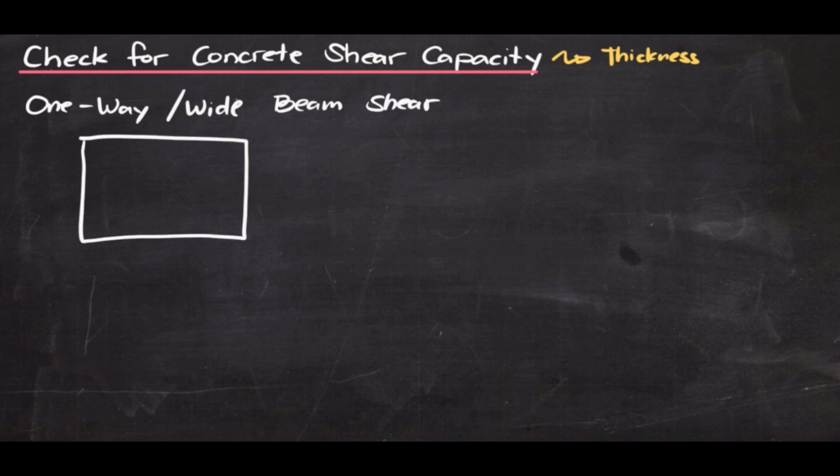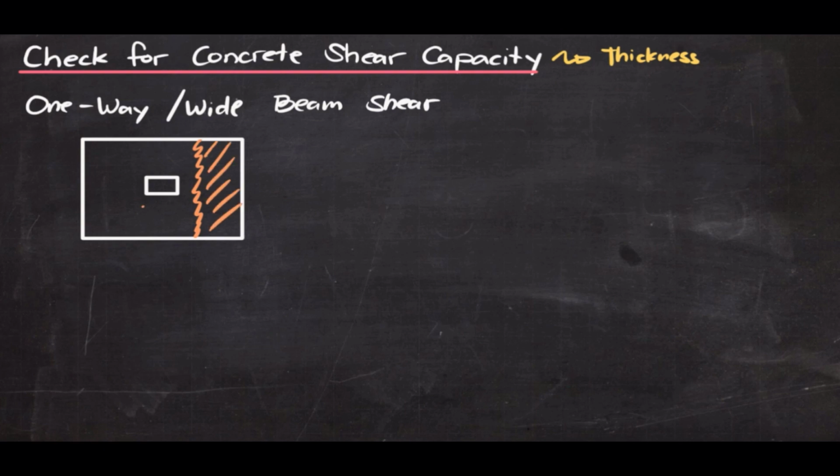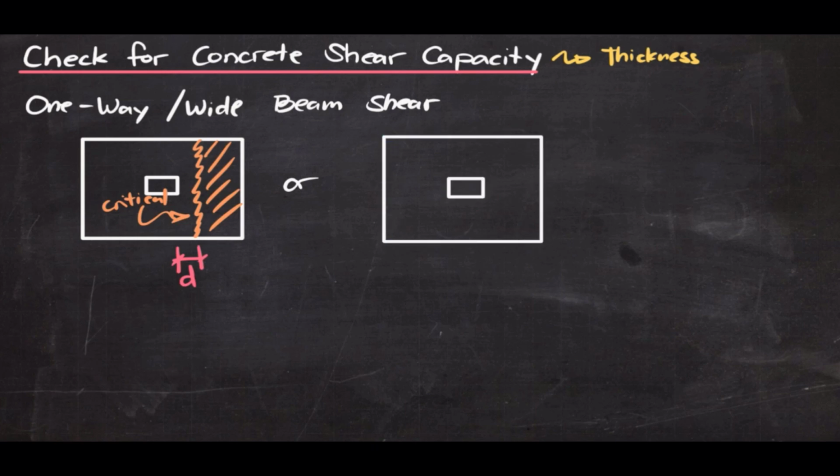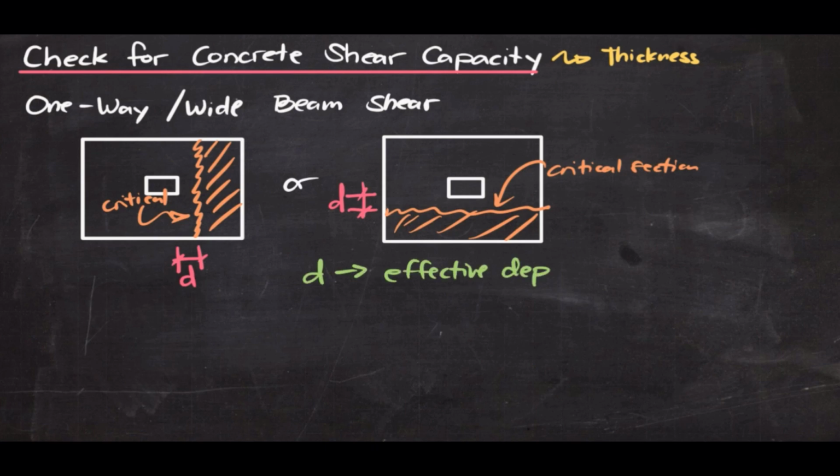So let's say we have a footing, and here's the column, and part of the footing can be sheared off. So we will have here a critical section. This is our critical section, and it is located at a distance d from the face of the column. It could be like this, vertical, or it could be in the other direction, like this. The critical section would be here, and still, it would be at a distance d from the face of the column. The distance d is what we refer to as the effective depth.